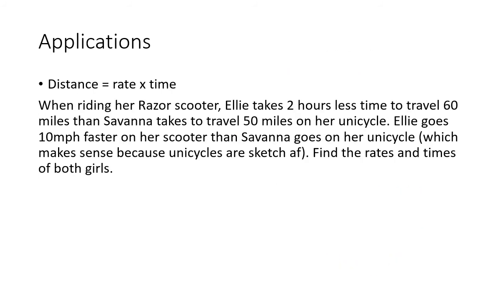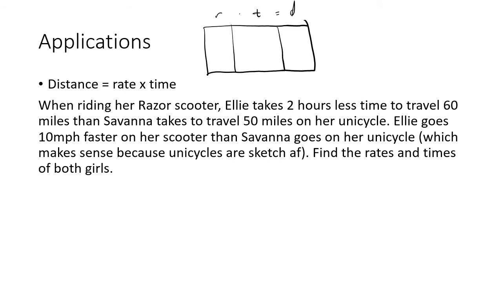Okay, here's another rate problem, and this one is much more involved. This is the kind that we need those rational equations for. So I'm actually going to do the table up here because we need this space. So we're going to again have rate times time is equal to distance. Okay, and we got two people here. We have Ellie and we have Savannah. Okay, so we want to find in this problem their rates and their time. So let's say that Ellie's rate is R.